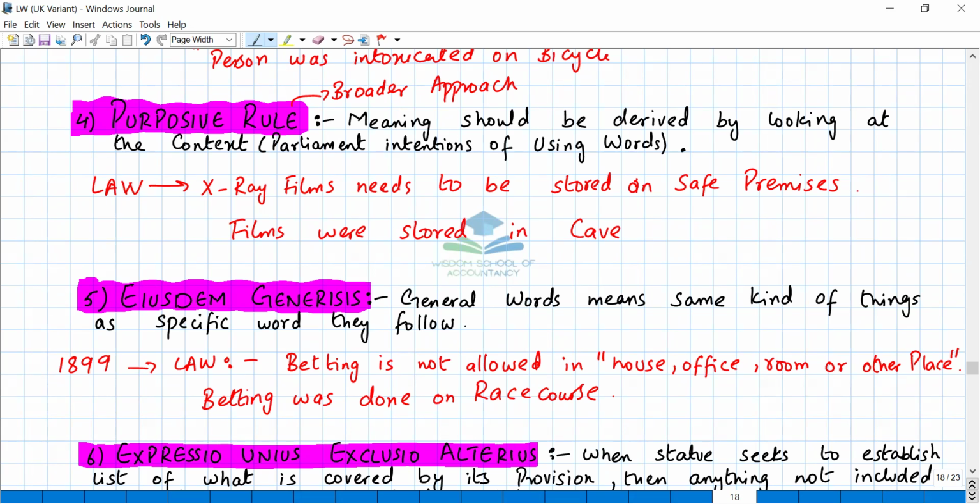So in the purposive rule, you are looking at what the purpose of the law was. So that was the purposive rule. Any question you want to ask?